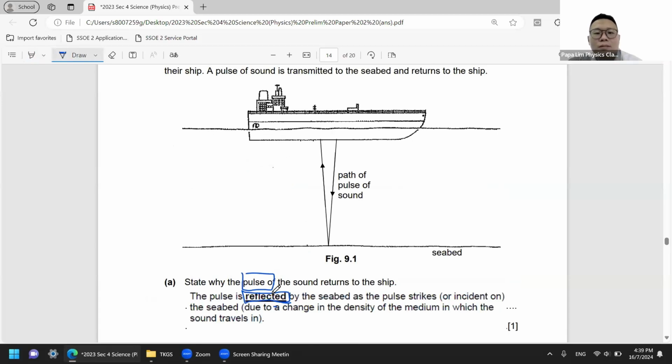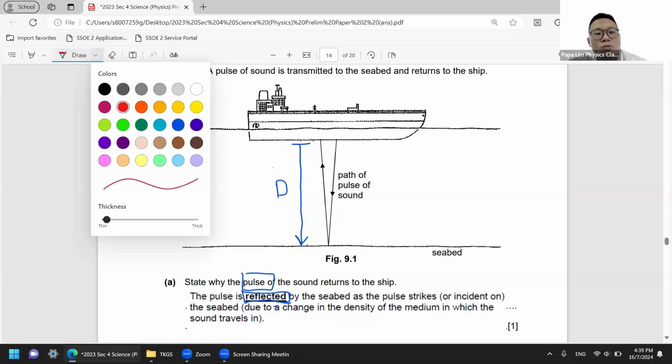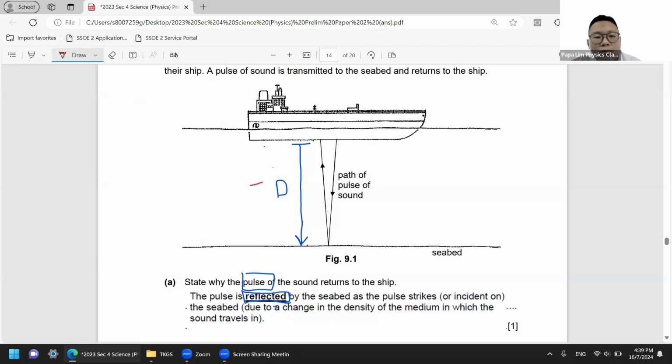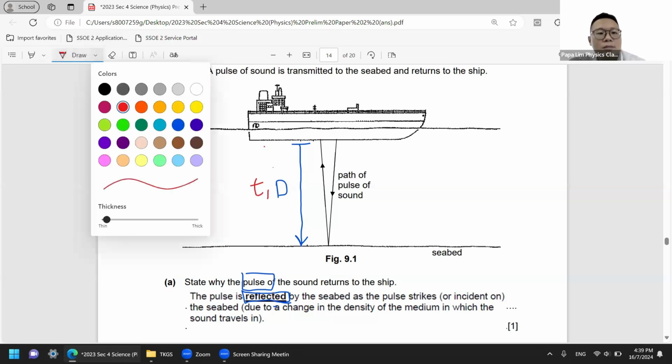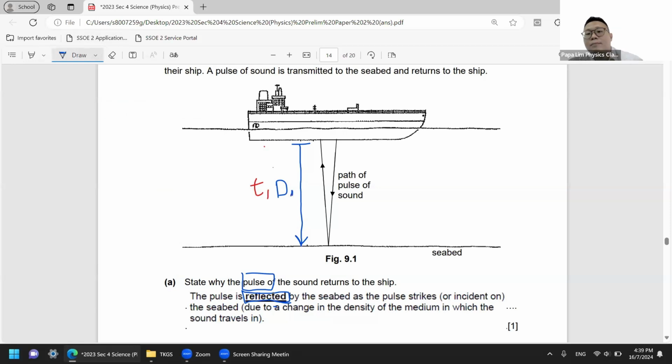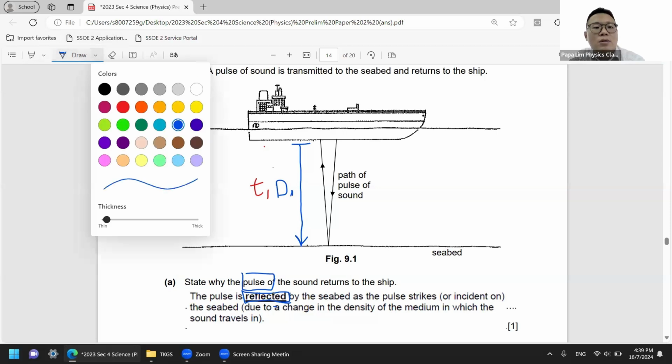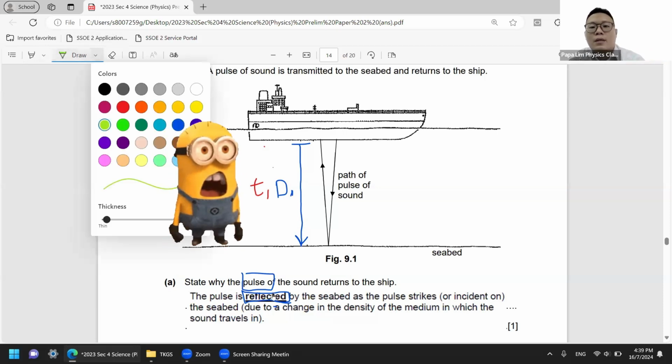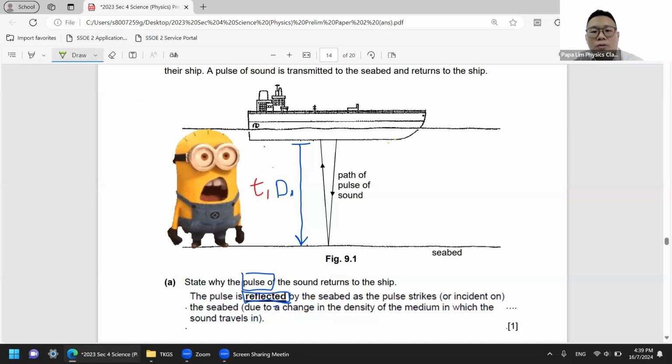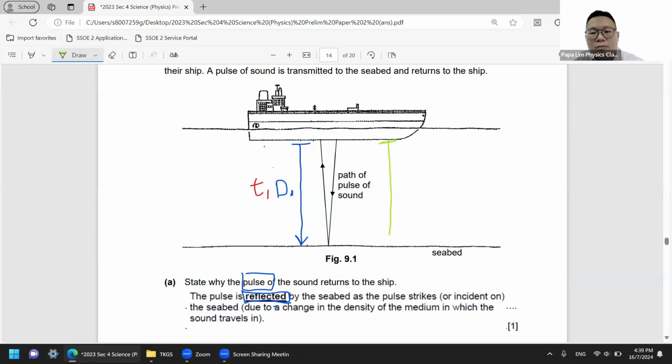For echolocation, remember, very often the question will actually give you the time to go down this way. So this is what you know, the distance D. And in fact, sometimes when they give you distance D, they will also give you the time taken to travel down this way. I'll call this time 1, and the distance D1. Sometimes it's one way, but sometimes the question will tell you the time taken to travel two-way. So go down, come up. So this is the time taken.